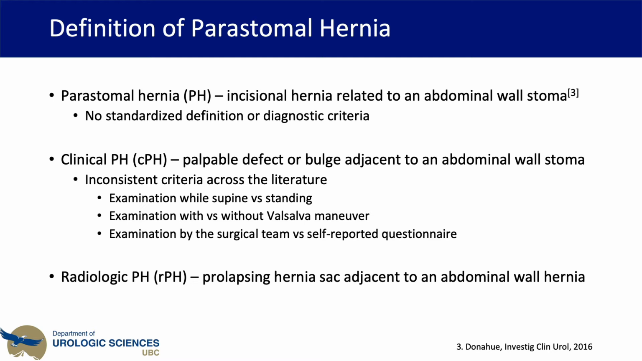Radiologically, this is imaging showing a prolapsing hernia sac adjacent to an abdominal wall stoma. Most commonly, this is seen on CT, in part just due to the ease of access for patients undergoing CTs following radical cystectomy.